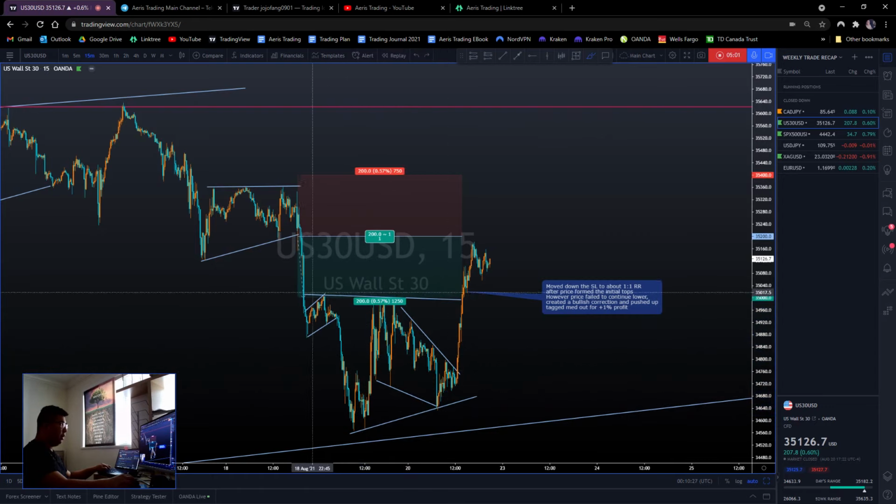So on Friday, I basically moved my stop loss down to exactly 1-to-1 risk reward, just above this previous high area. And then on Friday New York session, it just impulsed up and basically hit my stop loss for a 1% profit. So that is the second trade. Dow Jones took out for a 1% profit.